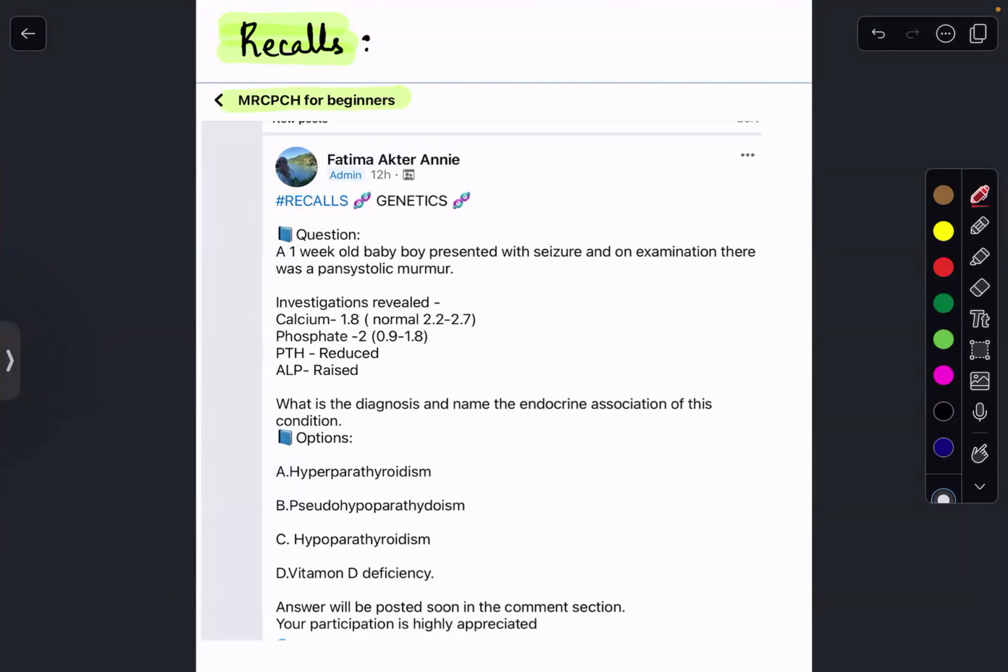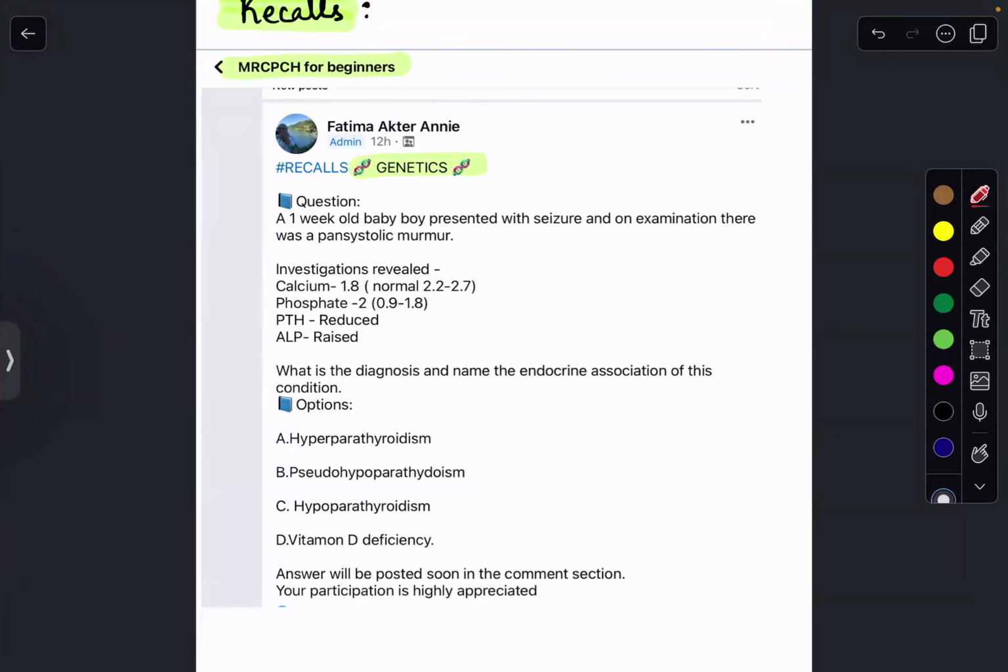It is a recall series in which I'll be posting some recalls every week from one system. So this week I have posted recalls from genetics, and I'll be discussing one of those recalls today. Even though you guys have already commented the right answer, I felt the requirement to actually discuss this particular topic because it is equally important for both the FOP task as well as the AKP exam. So let us discuss what happens.